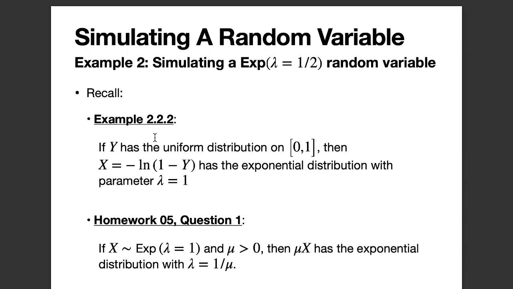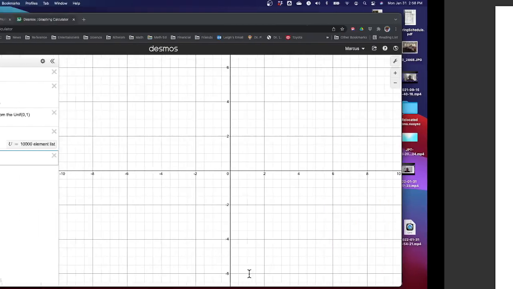But we really wanted observations from the exponential distribution with lambda equal 1/2, right? So that brings in another fact from our work this semester, and actually it's a homework problem. If X has the exponential distribution with lambda equal 1, and mu is a positive real number, then mu times X has the exponential distribution with parameter lambda equals 1 over mu. So those two facts together can work together to give us what we want. Let me show you how it's done in Desmos.